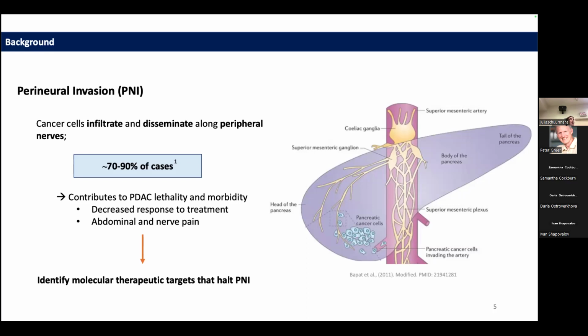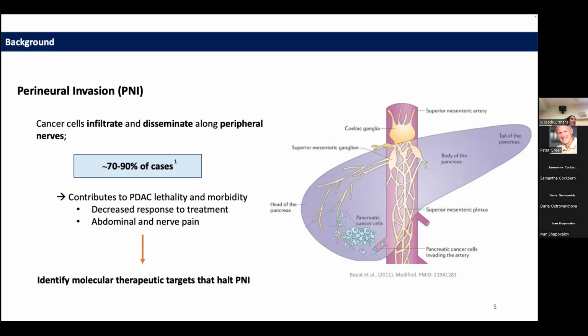And it contributes to PDAC lethality and morbidity. So first, PNI with PDAC is associated with decreased response to treatments, but another facet of this is that it causes extreme abdominal pain and nerve pain in these patients. So with the limited amount of time that they have to live, unfortunately, it is also extremely painful.